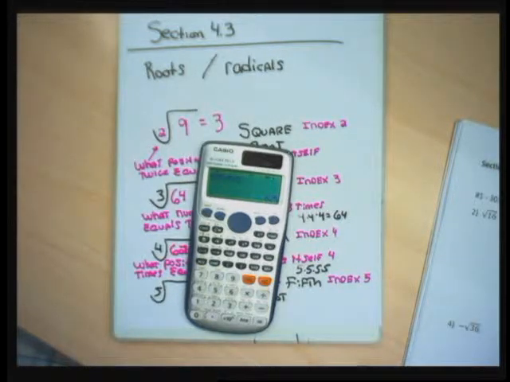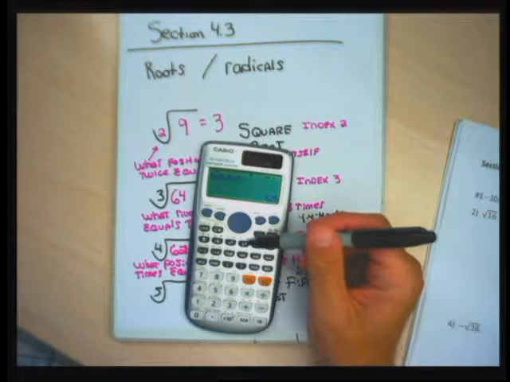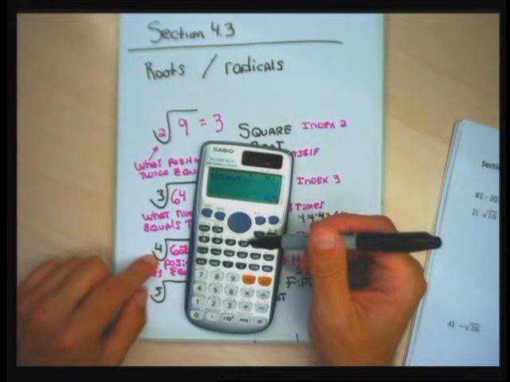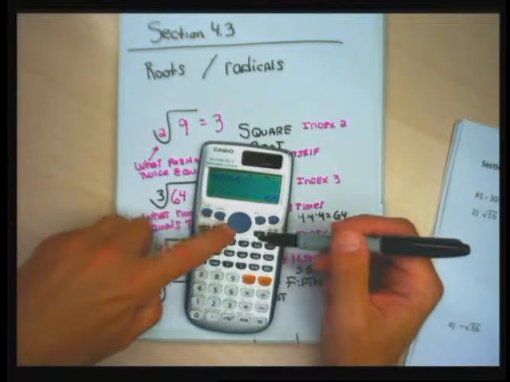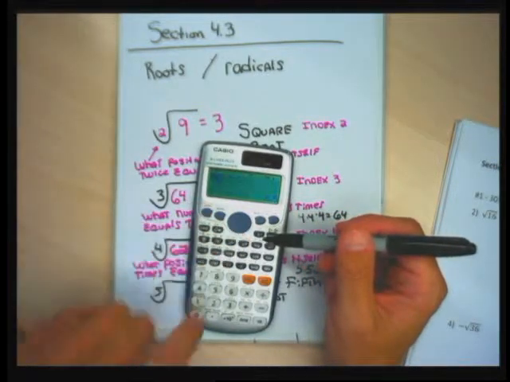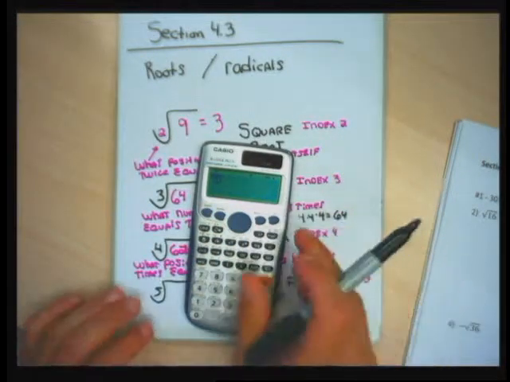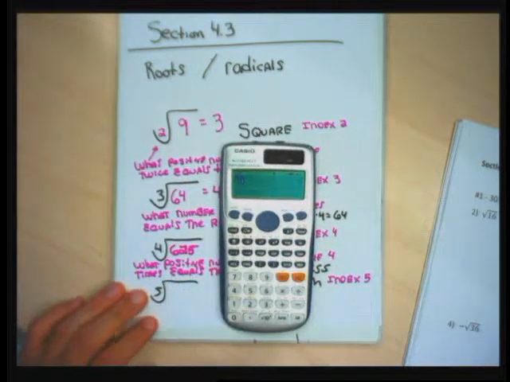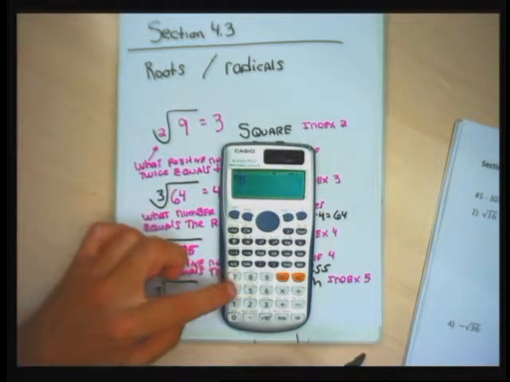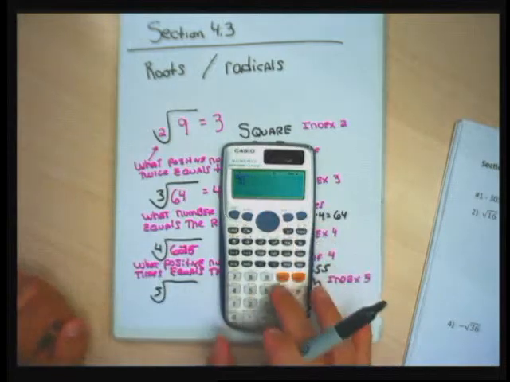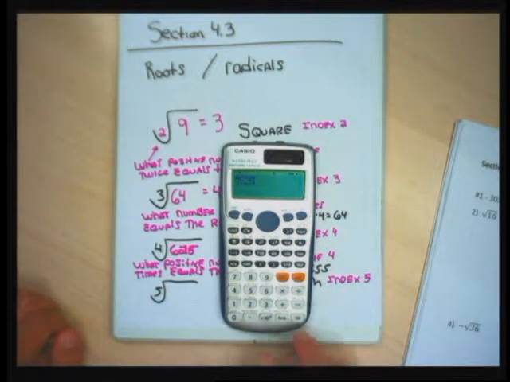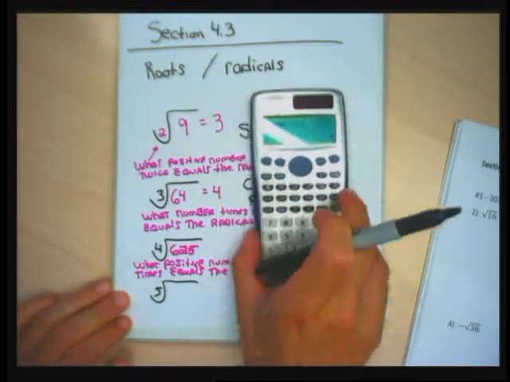There's a pre-programmed button right above the X with the square key that allows me to enter any index that I want. So if I want to do the fourth root of 625 on my calculator, I hit the shift button and then the X with the square or the exponent key, and it gives me the ability now to type in whatever index I want. So I'm going to type the number 4. I'm going to arrow over and type in 625. And so I get the fourth root of 625 is 5.